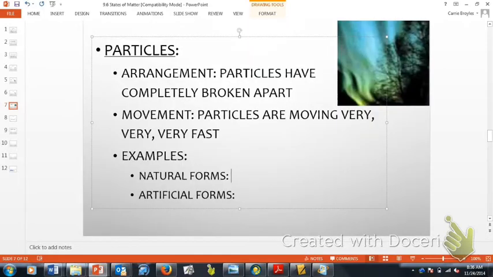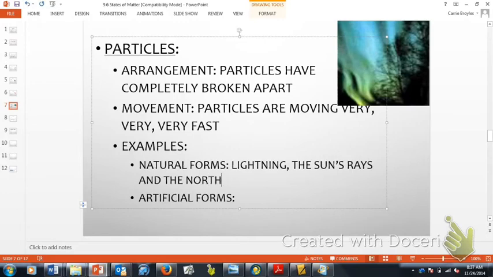Since these are not that common, and you probably haven't heard about this all that much, I'm going to give you some examples of these, unlike the others, where we should know examples of solids, liquids, and gases. So examples in the natural form that we have here on Earth are lightning, the sun's rays, and the northern lights. And that's the picture that I have over here on this particular screen. It's not on your paper, but on my screen. That is a picture of the northern lights, and we'll talk some more about that in class.